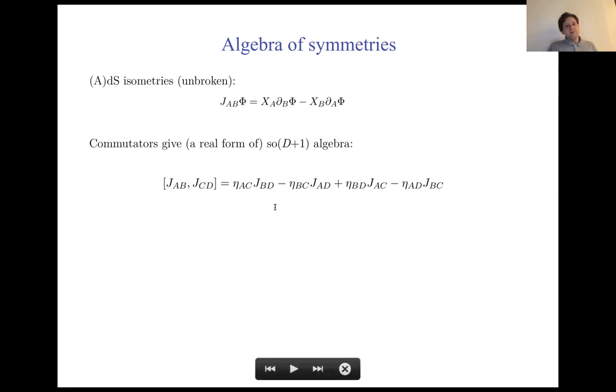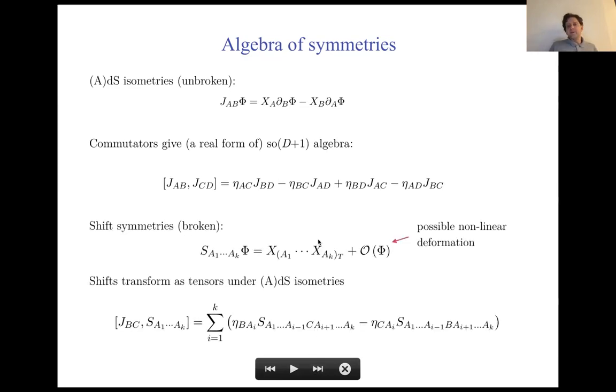So the commutators are just going to be the de Sitter algebra. The shift symmetries, on the other hand, can be deformed. So the leading part of the shift symmetry is going to be just the shift by this symmetric traceless tensor in embedding space, but now we're going to allow for possible deformations which involve powers of the field. The shift symmetries are themselves tensors under the AdS isometry, so that fixes the commutator of the AdS generators with the shift symmetries. So the only commutator which is not yet fixed is the commutator of two of these shifts with each other.